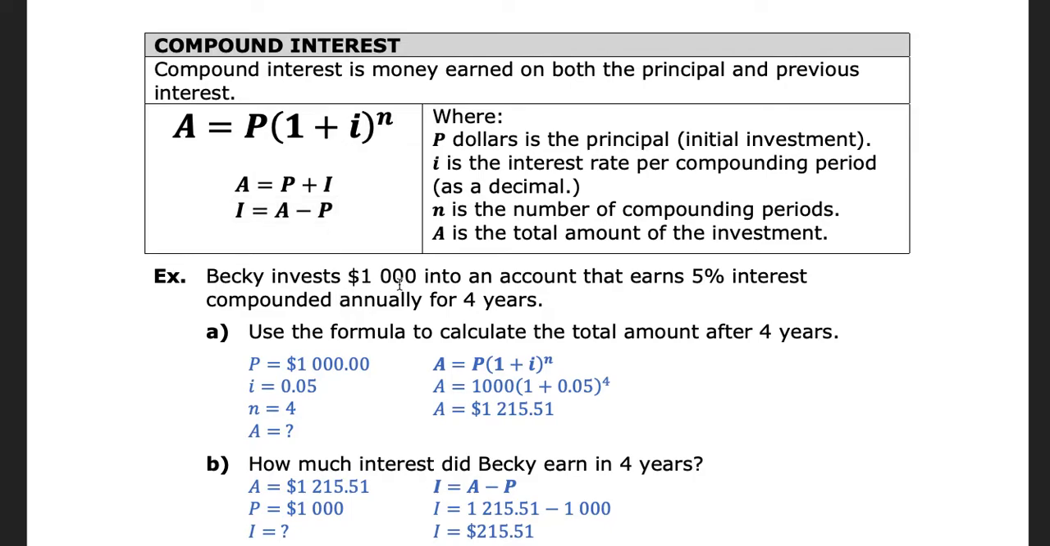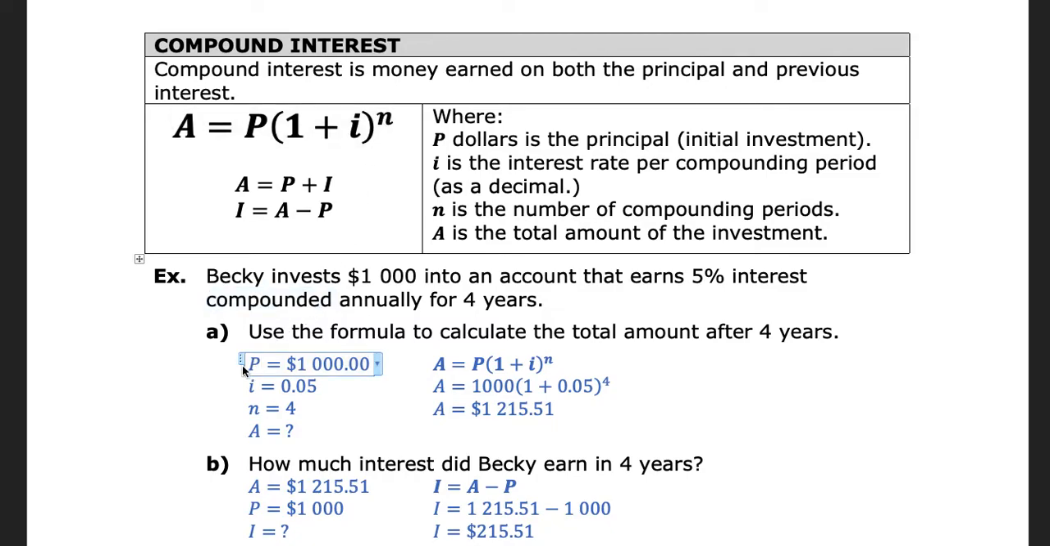So Becky invests $1,000 into an account that earns 5% interest compounded annually for 4 years. A key component of compound interest is that it will say the interest rate, 5% interest compounded annually for 4 years. The key word is compounded, and it tells you how often. That means the number of times per year that we are going to calculate interest, and annually means once per year. We will need to adjust both our interest rate, i, and n to reflect the compounding periods.